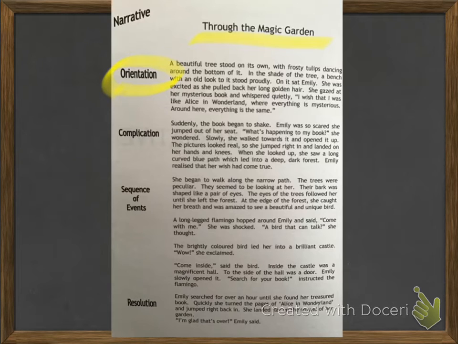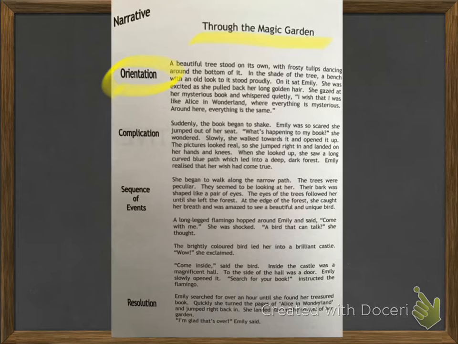A beautiful tree stood on its own, with frosty tulips dancing around the bottom of it. In the shade of the tree, a bench with an old look to it stood proudly. On it sat Emily. She was excited as she pulled back her long golden hair. She gazed at her mysterious book and whispered quietly, "I wish that I was like Alice in Wonderland, where everything is mysterious. Around here, everything's the same."